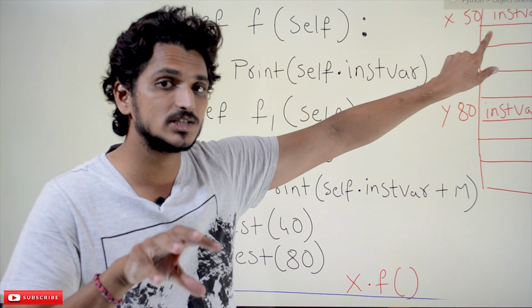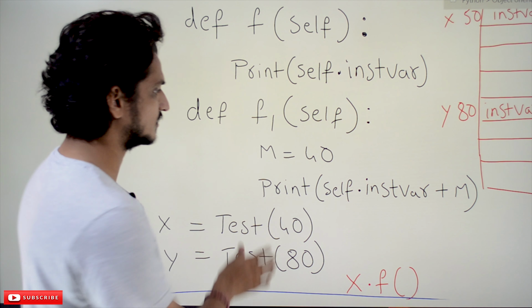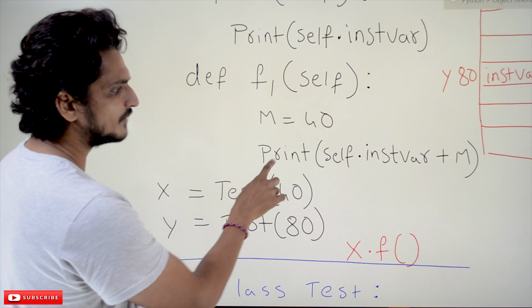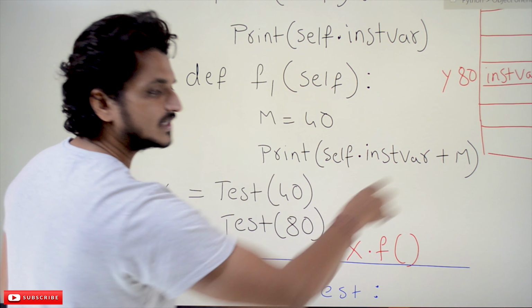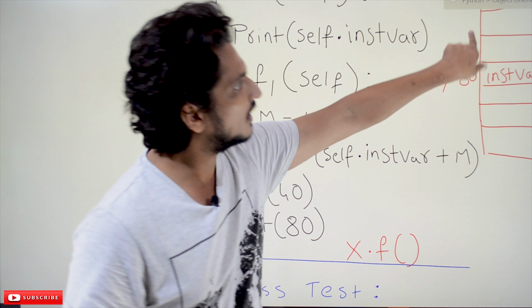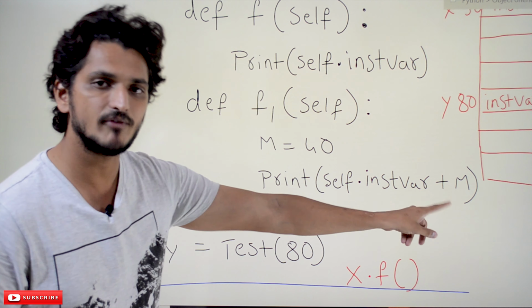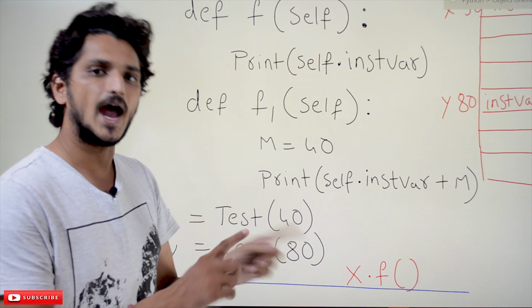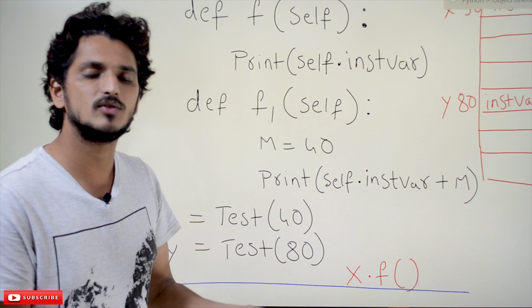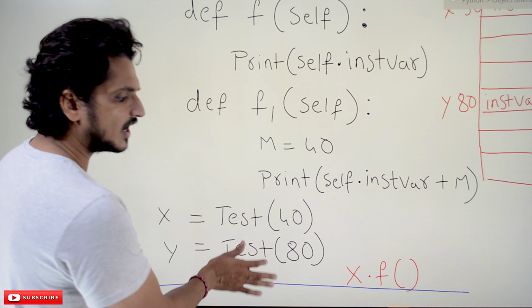So what is function space? Clearly discussed in our previous classes when we discussed about the functions. So m is equal to 40, print self dot inst var plus m. What's the meaning of this? Get inst var value from the instance variable space plus m value from function space, add them and display the result. What is the value? 40 plus 40 is equal to 80. So 80 is the output.